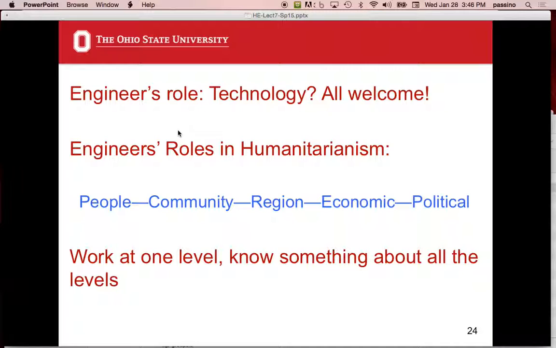Next, engineer's role. So let's say you want to go into this area. What could you do? What technologies? Every discipline can find a technology it fits. You don't need to change your discipline, okay?